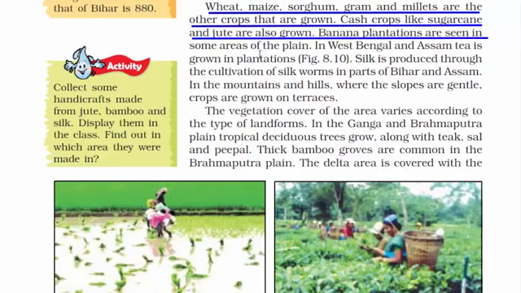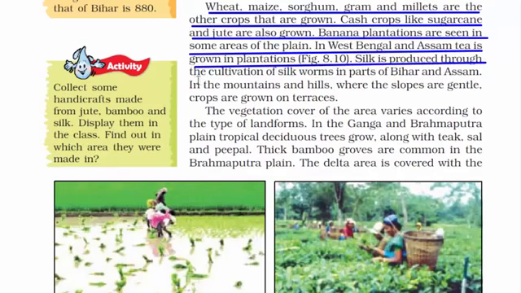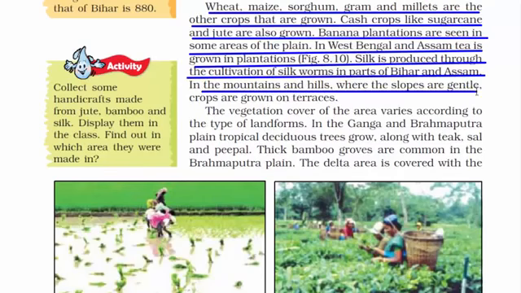Banana plantations are seen in some areas of plain. In West Bengal and Assam, tea is grown in plantations. Silk is produced through the cultivation of silkworms in parts of Bihar and Assam. In the mountains and hills, where the slopes are gentle, crops are grown on terraces.